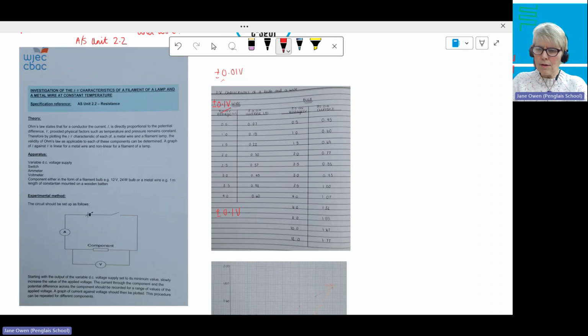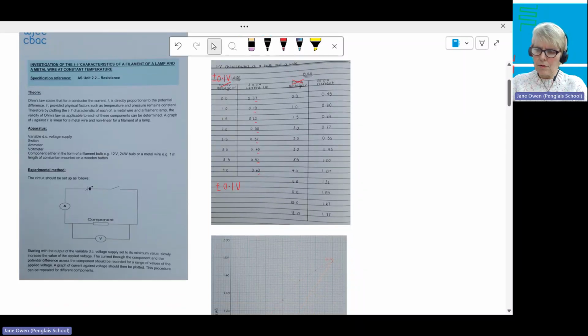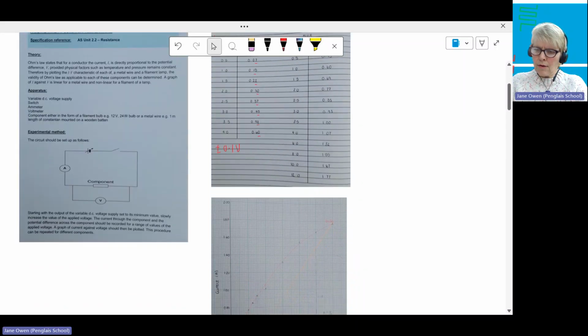Now, with the current, they've got plus or minus 0.1 amp, and all of those are consistent with what they have actually got, so that looks correct. They've done the same thing for the voltage for the bulb, so it should be 0.1 of a volt. Okay, so let's have a look at the graph.